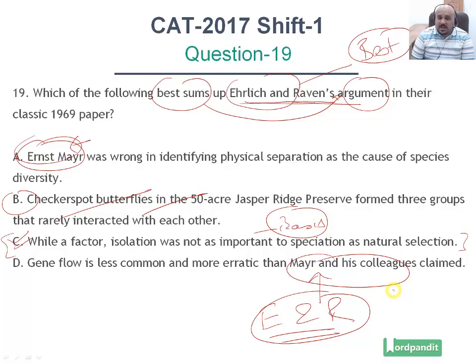Where do we need to place all our energy? Where do we need to focus? We need to focus on Ehrlich and Raven's argument. We find that in option number C. Hence that is the correct answer. So this was the correct way of evaluating this question.